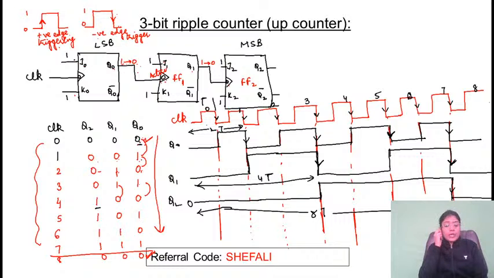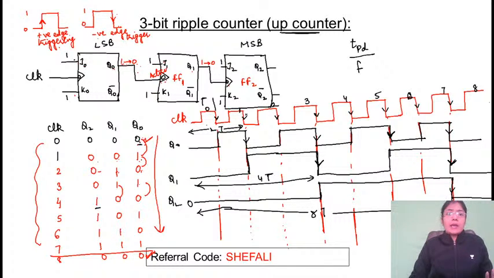So what is the propagation delay? If we have n bit ripple counter, then what is the propagation delay of each flip-flop? It is nothing but TPD divided by the frequency. Alright? So this is all about up counter. बाकी सबके लिए we will not be drawing the timing diagram. Just you should have a clear idea कि timing diagram कैसे construct होते हैं. That is sufficient.